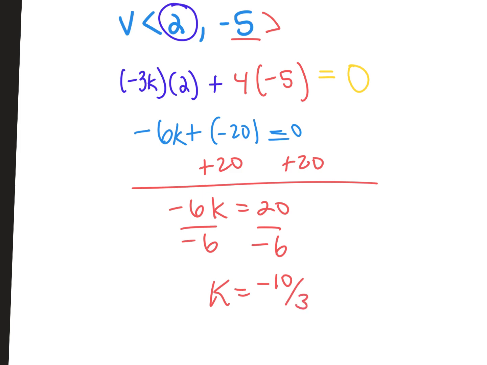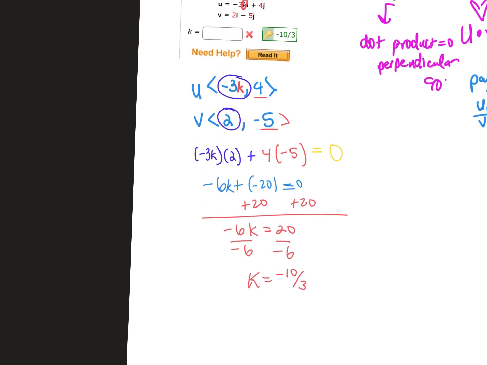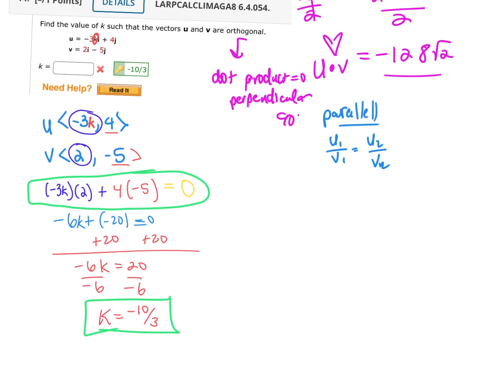So if you wanted these two vectors to be orthogonal, your value of k would have to be -10 over 3. And what is great about this is we can take this value and plug it in and check. Let's go back to our original equation that we set up. If I plug it in here, I say, okay, -3 times the value of k, -10 over 3, times 2, plus 4 times -5. Does that give me 0?